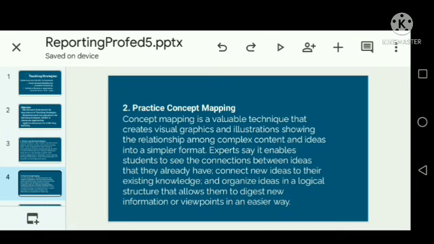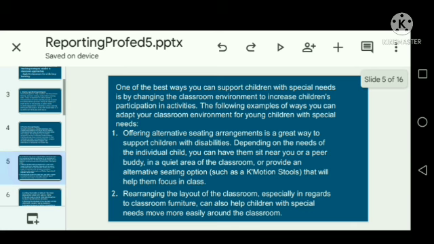Okay? Now let's go on to environmental modification, right? So one of the best ways you can support children with special needs is by changing the classroom environment to increase children's participation in activities. So basically, these are what you need to do, especially in the classroom environment, labi na sa mga bata nga naay special needs.